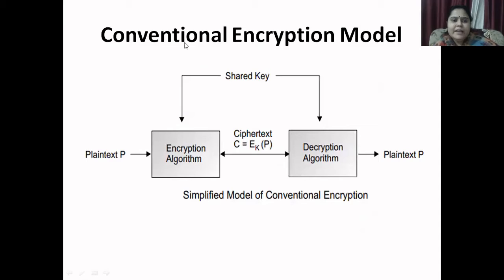Now we see what is the conventional encryption model. In this conventional encryption model, the plain text with the encryption algorithm is converted into ciphertext, and then with the decryption algorithm the ciphertext is converted to the plain text.